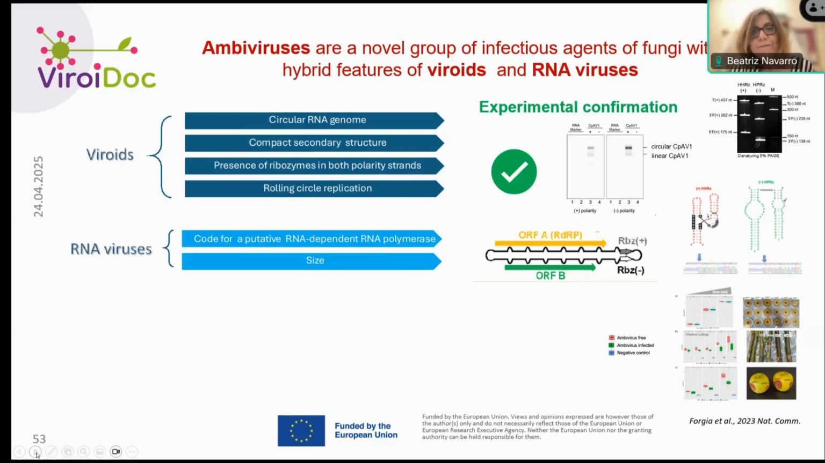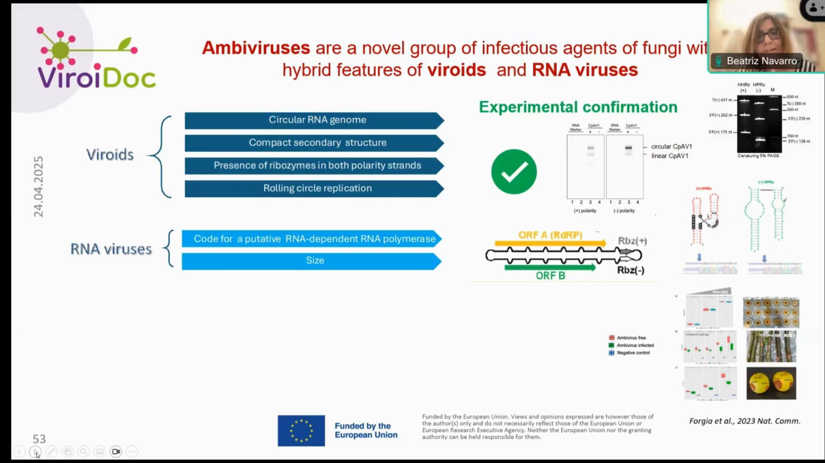So the ambivirus are a novel group of infectious agents found in fungi with hybrid features of viroids and RNA viruses. As viroids, they have a circular RNA genome with a compact secondary structure. Here it is rod-like, but there are others that can adopt a more branched secondary structure. They have ribozymes in both polarity strands, and we have identified ribozymes of all types: hammerhead, hairpin, but also twister, and some of them contain hepatitis delta ribozymes.